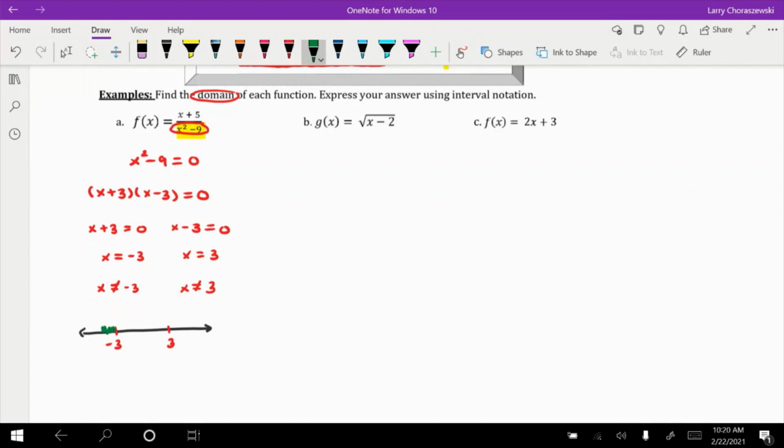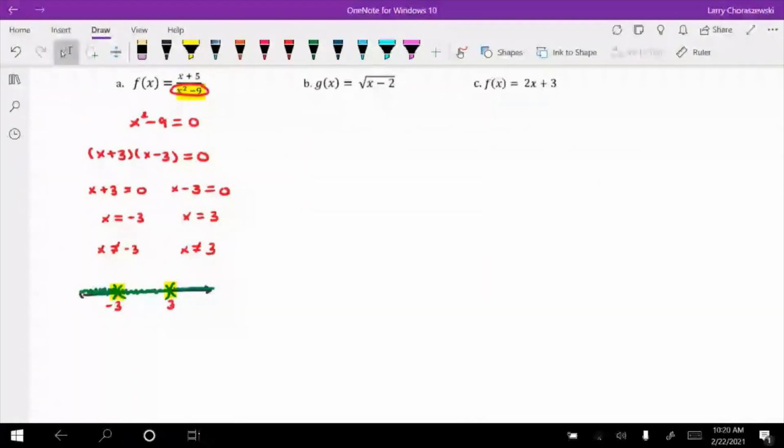So we're allowed to use anything to the left of -3. I'll put a parenthesis facing that shading. We can use any x values between -3 and +3, and we can also use any value of x that's larger than 3. And so you'll notice that it looks like the entire number line is shaded, but it's not really, because we put -3 and +3 on there, and we're using parentheses on those two values, meaning that we're not including them. And so this domain would be made up of 3 different intervals.